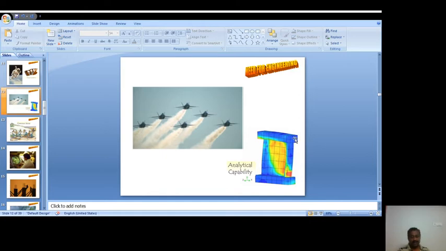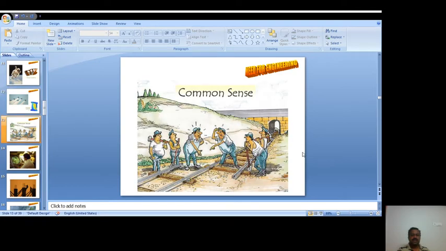Whether it will withstand a particular load, or has the capability to withstand the environment. Based on finite element analysis or computational methods, you can identify the strength, stability, mechanical strength or physical strength of any product. For that you need analytical capability. Here, some FEA analysis has been done. So you need some common sense.